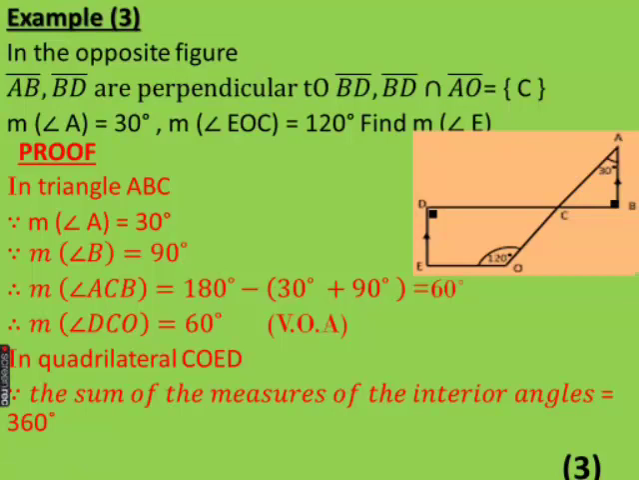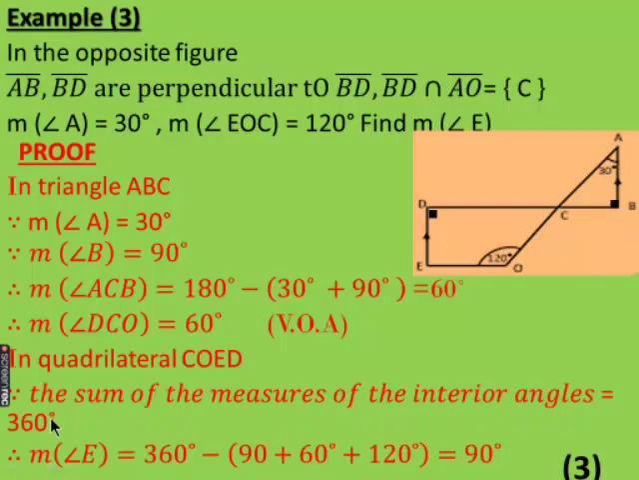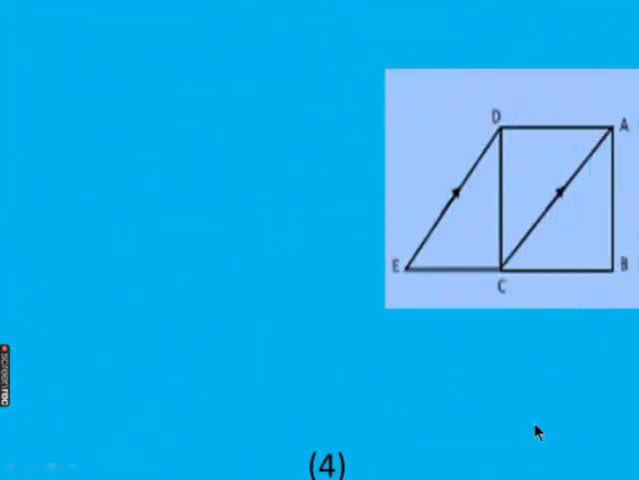Then we can find measure of angle E by knowing that the sum of the measures of the angles of any quadrilateral equals 360. Then we can find the value of the measure of angle E from the following relation: 360 minus (90 plus 60 plus 120) equals 90 degrees. Now we will translate into question example number 4.